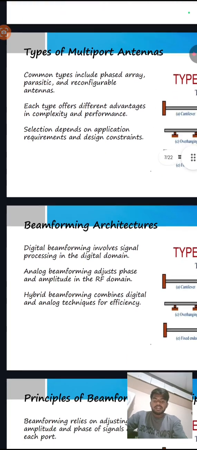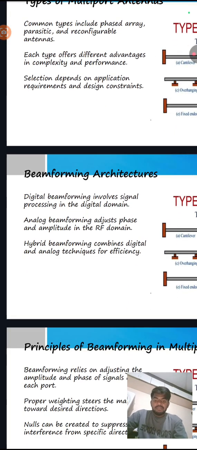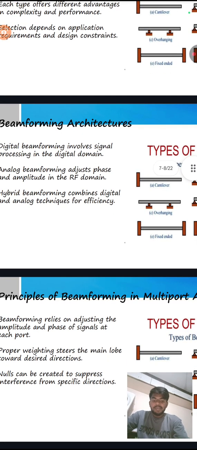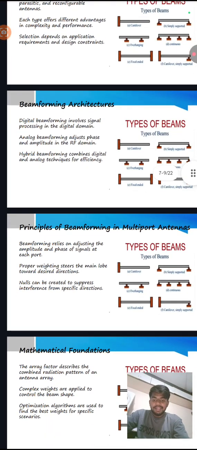Beamforming architecture. Digital beamforming involves signal processing in the digital domain, while analog beamforming adjusts phase and amplitude in the RF domain. Hybrid beamforming combines digital and analog techniques for efficiency.